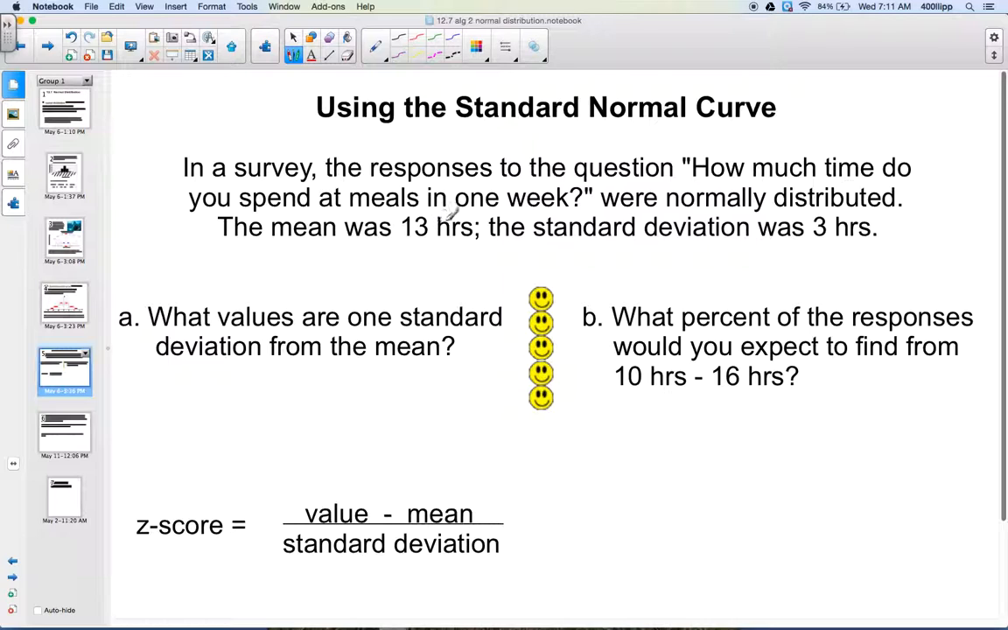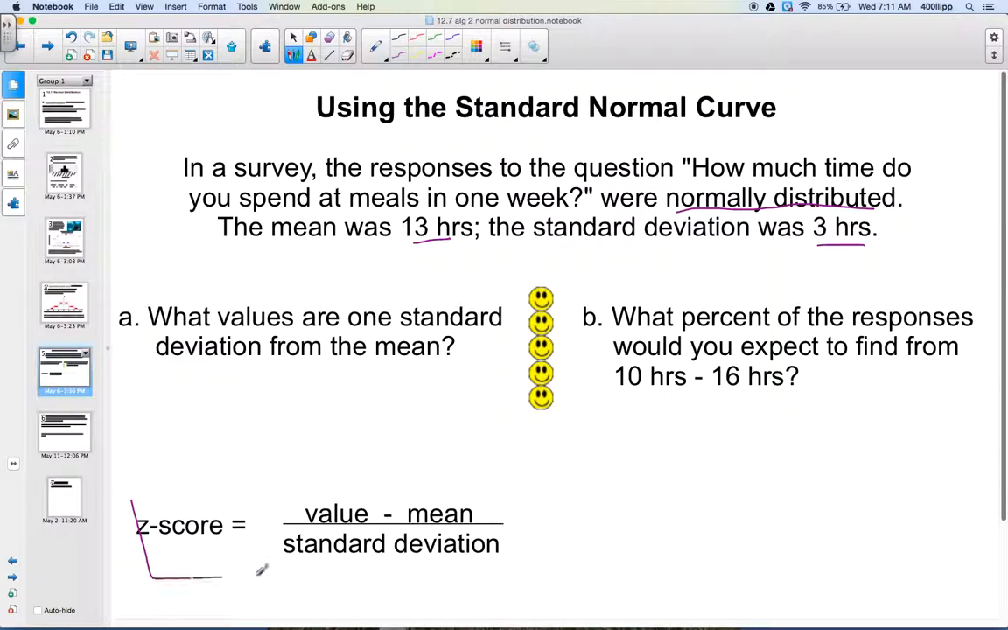It says, in a survey, the responses to the question, how much time do you spend at meals in 1 week, were normally distributed. Okay, the mean was 13 hours. The standard deviation was 3 hours. So we can do a couple of things here, but since we're going to be looking at it being normally distributed, then we can either look at, okay, what values are 1 standard deviation from the mean.